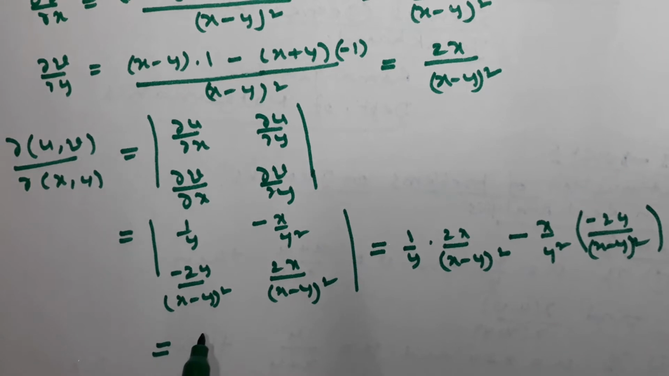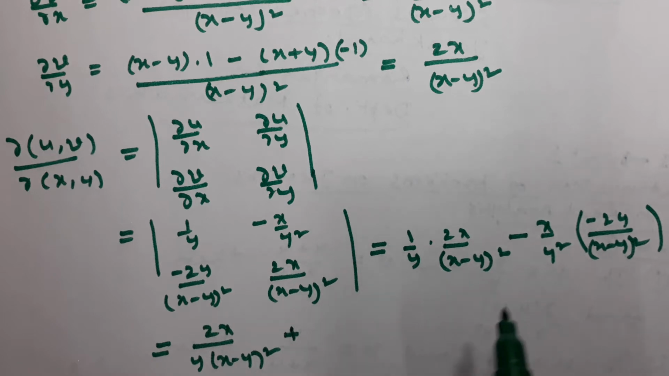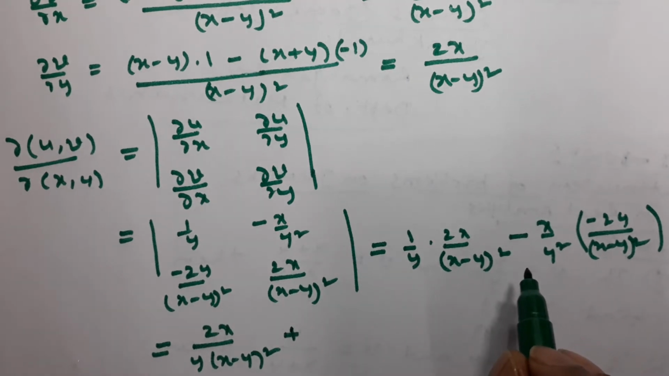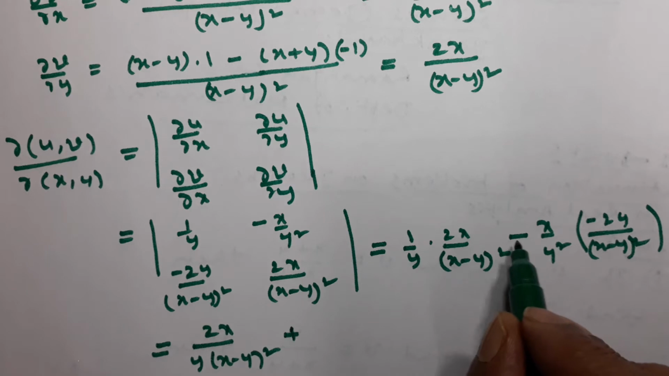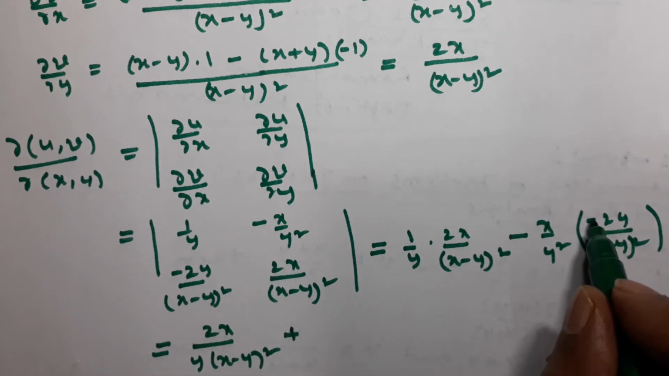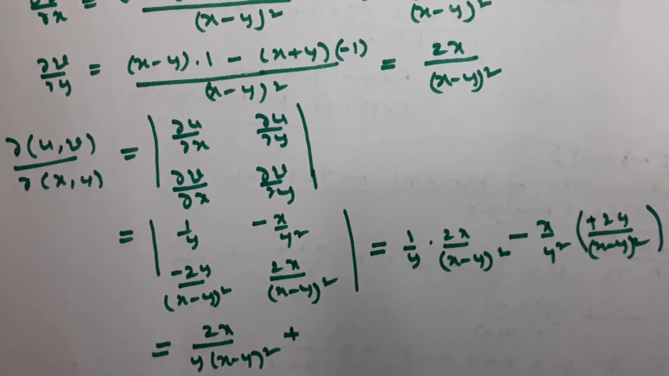equal to 2x divided by y into (x minus y) whole square plus, this is minus xy. Already minus is to be plus. So what can I do now? As this is to be plus, minus into minus, right?